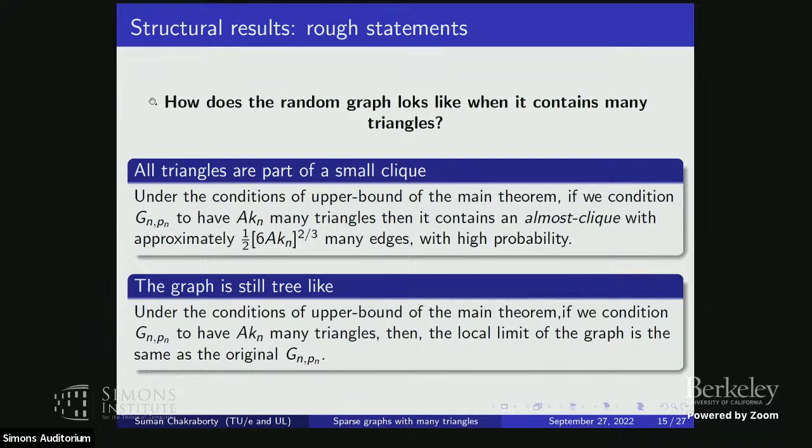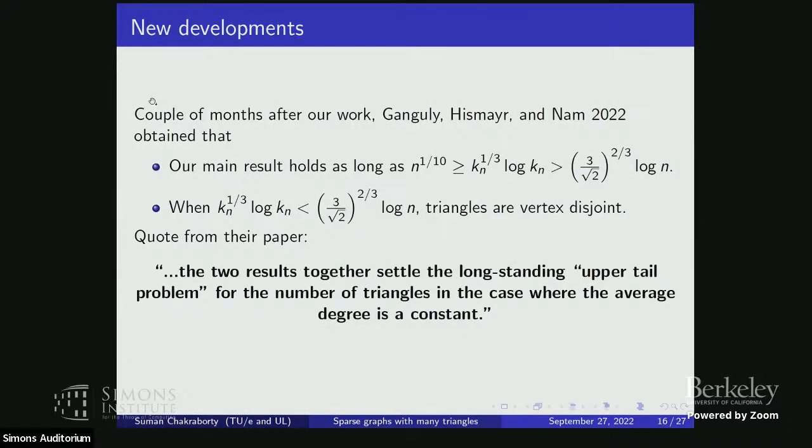But unfortunately, this is the disappointing result. Basically everything is in a very small part of the graph, and you can throw it away, and then the graph is exactly the same as the Erdős–Rényi graph. So the local limit does not change. It remains unaffected even after conditioning on such a rare event that there are so many triangles. So, what we believe is nice math and still disappointing.